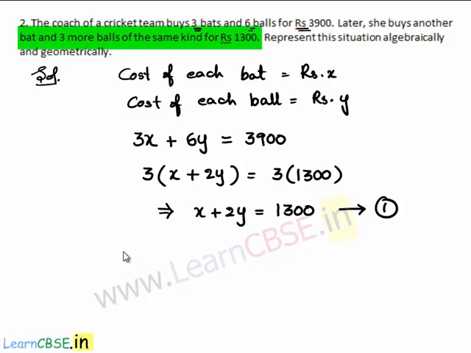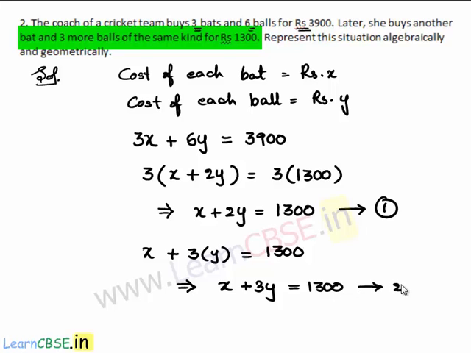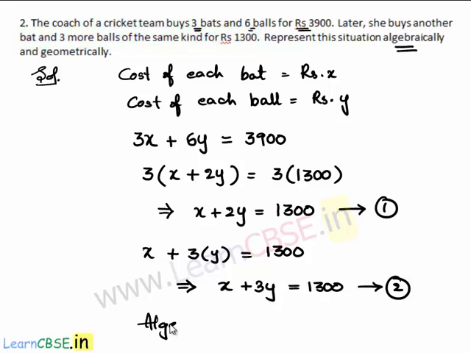Now using the second condition, we can write the cost of 1 bat is nothing but x rupees and the cost of 3 balls is nothing but 3 multiplied by y. This is equal to the total cost, which is 1,300. So this can be written as x plus 3y is equal to 1,300. The equation 1 and equation 2 represent the given situation algebraically. This is nothing but algebraic representation.